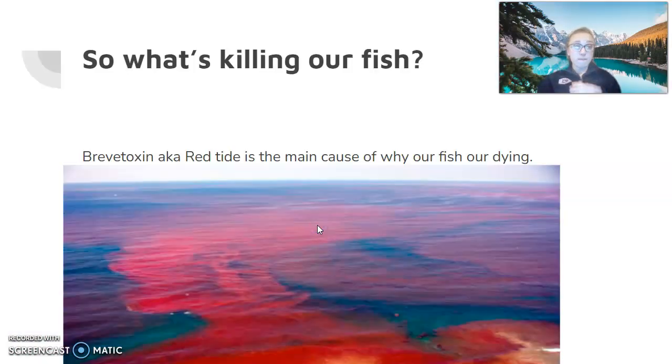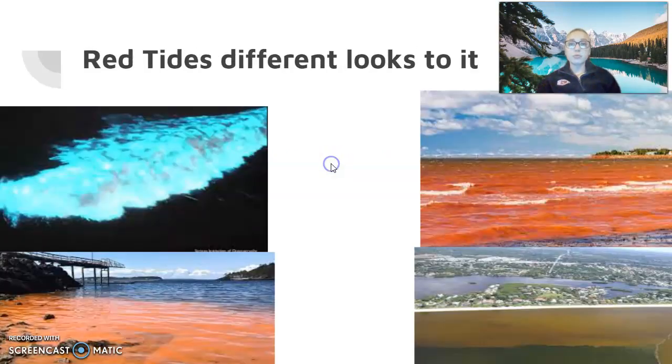So what is killing our fish? Brevetoxin, aka red tide, is the main cause of why our fish are dying. As you can see below, this is an example of what a red tide may look like. As you can see from the picture, it is humongous. It can take up very wide amounts of water, or it could be small amounts. It just depends on what's fueling it, which we will discuss later in this presentation.